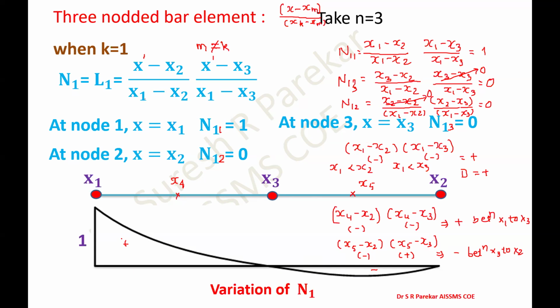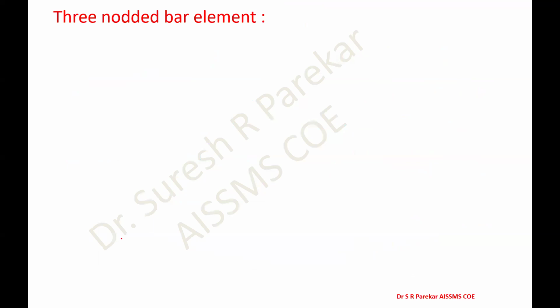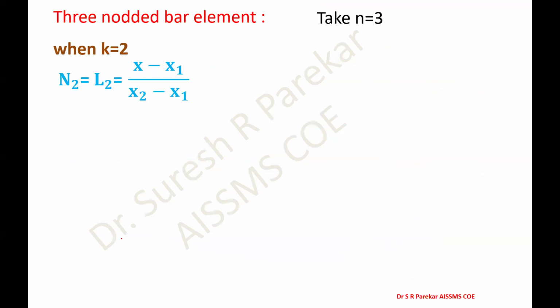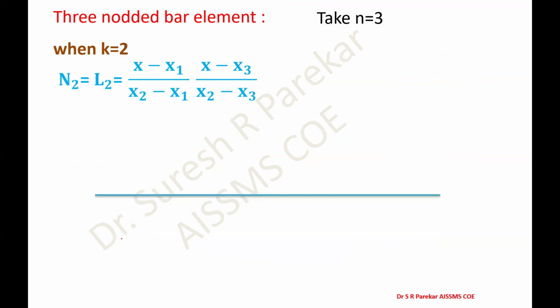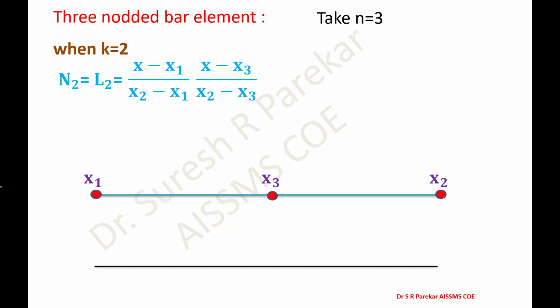Similarly in other cases also, we have this variation of values. For N2, in the same fashion, we have x minus x1 upon x2 minus x1, and x minus x3 upon x2 minus x3. So you have to keep in mind, whatever first term is in the denominator, that term is not in the numerator, and the second terms we have said. And then we are going to plot in the same fashion.